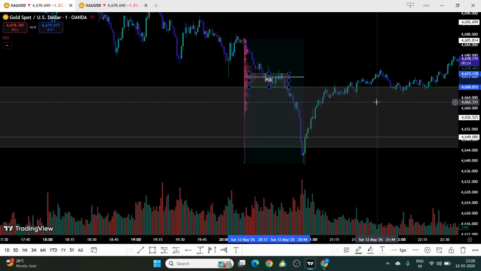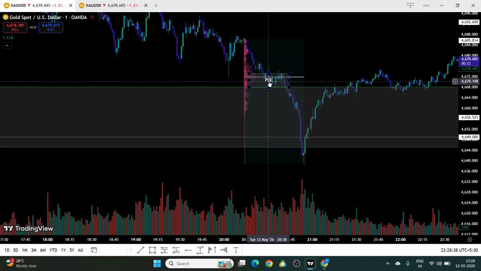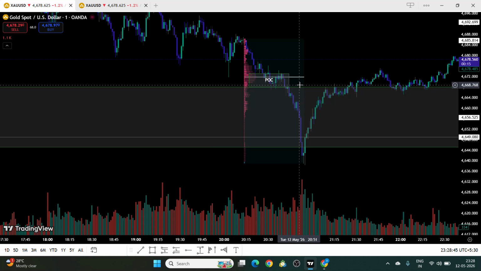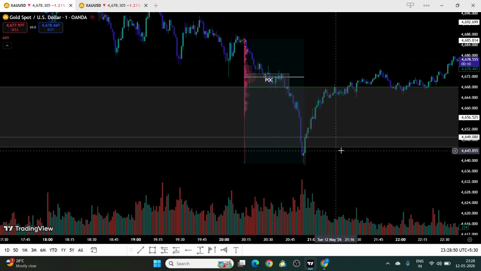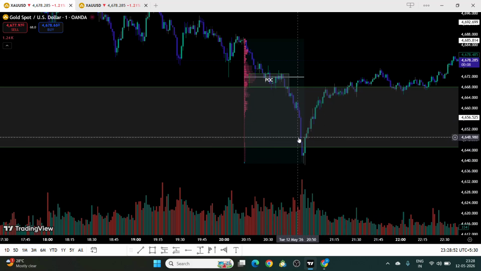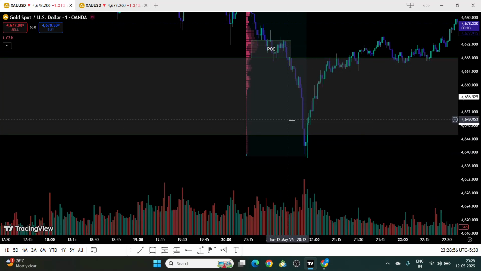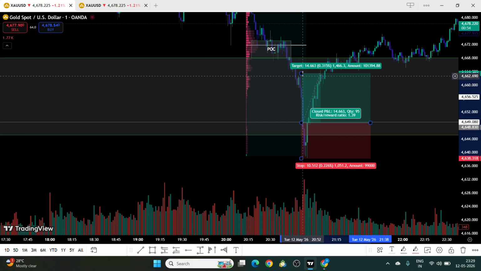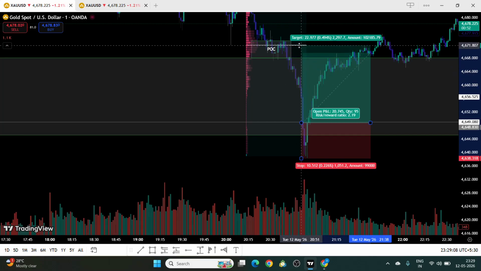We cannot take any entry in the point of control, but we can exit in the point of control because this is the magnet area where more sellers' and buyers' orders have taken place. So from where we can take the entry? As soon as the market falls below this, you can have a limit order from this. You can just have a long entry from here until the last point and till this point.